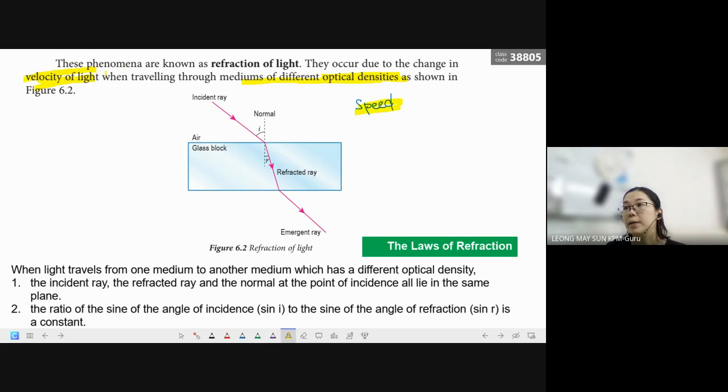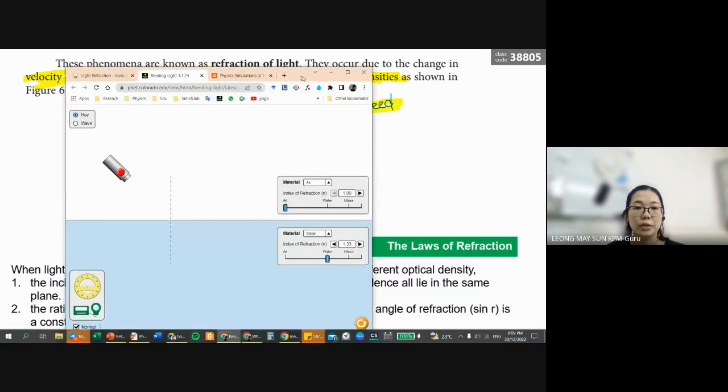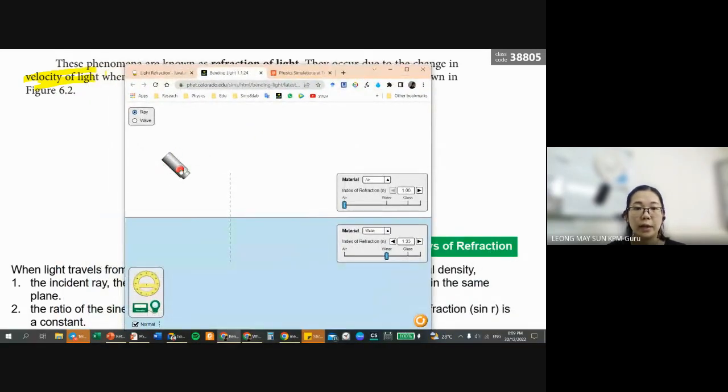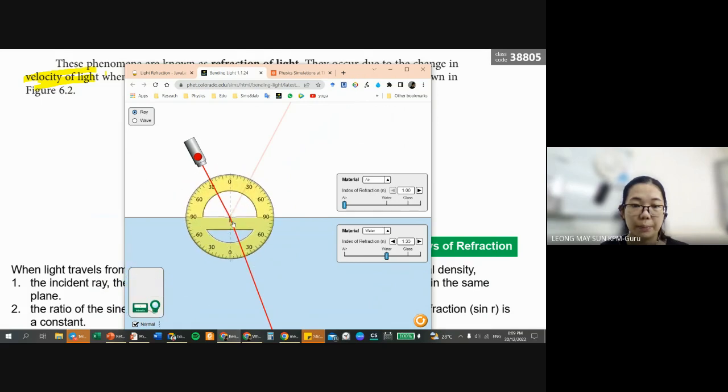Let's see if my simulation is up and running. A simple example would be this simulation. The top part is air, with an index of refraction of 1, and the bottom part is water, with an index of refraction of 1.33. You would recall learning this a little bit in Form 1 or Form 2, but we are refreshing everything. When I switch on the laser pointer, it is incident at this surface boundary, and the ray will change. I'll put a protractor over here.